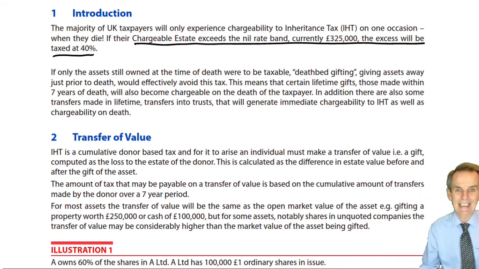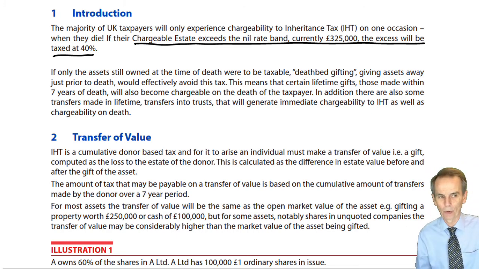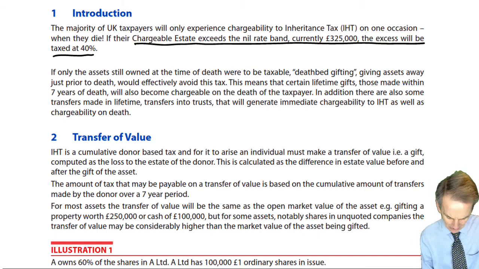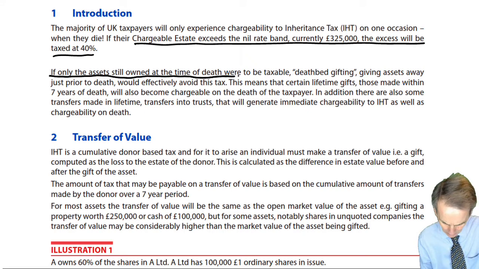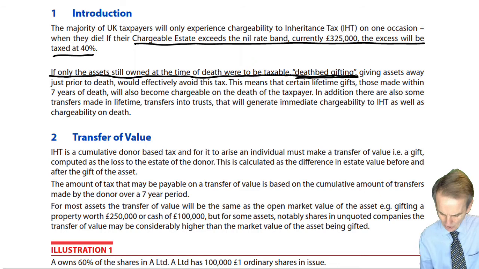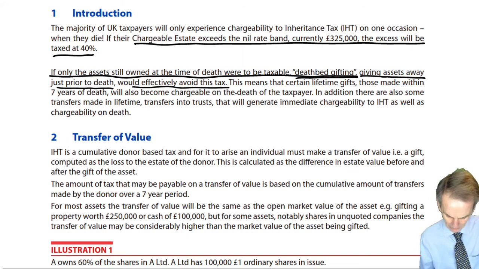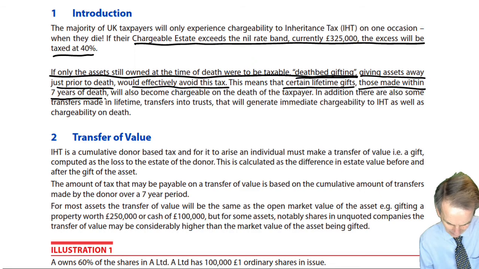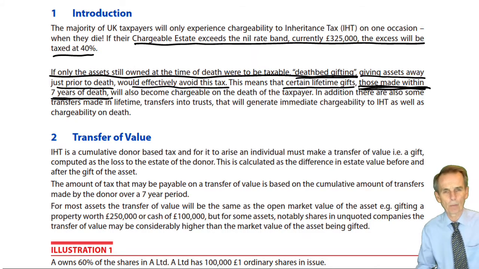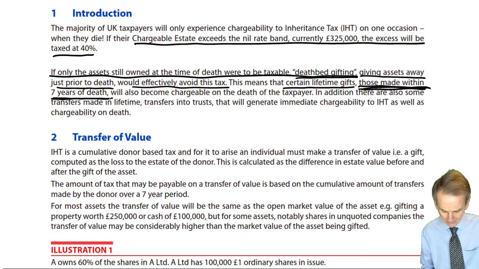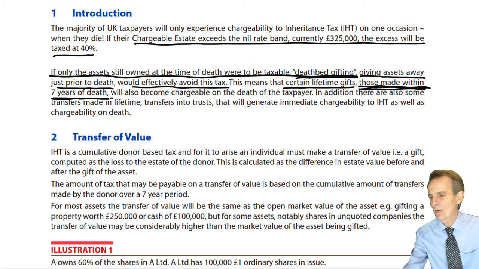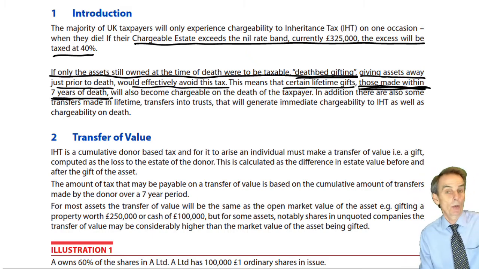So, what happens here, therefore? HMRC have clearly thought about this one and thought, that's a gaping hole in the system. So what do we do? So here, as we've just said, if only the assets still owned at the time of death were to be taxable, then, a little colloquial expression, deathbed gifting, i.e. giving assets away just prior to death, would effectively avoid this tax. This means that certain lifetime gifts, those made within 7 years of the date of death, that is going to be a very critical time period in relation to the IHT computations that you're called upon to deal with in your examination, that 7 year period before death. Again, it could have been 7 days, it could have been 7 weeks, 7 months. They chose 7 years. That is the figure that we use. That's the number we use.